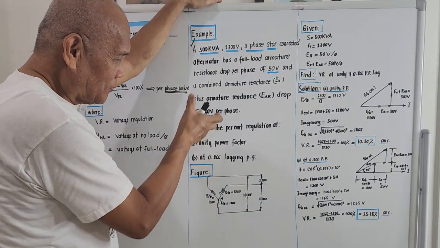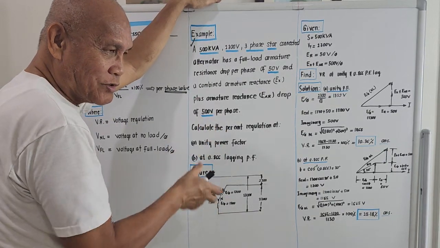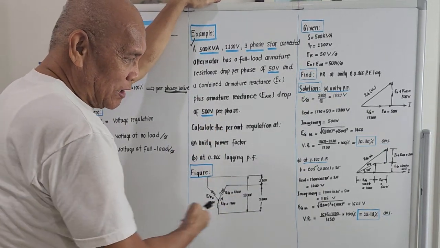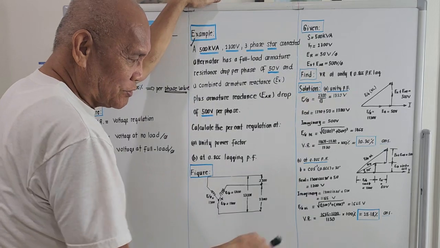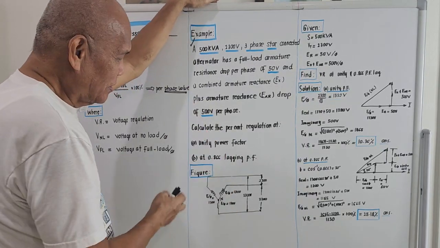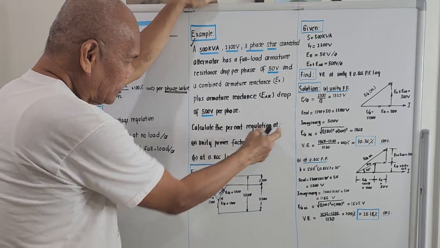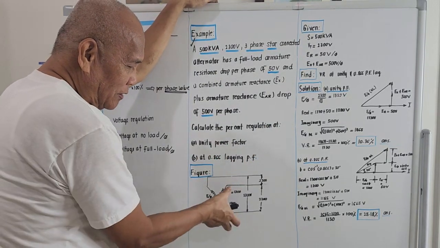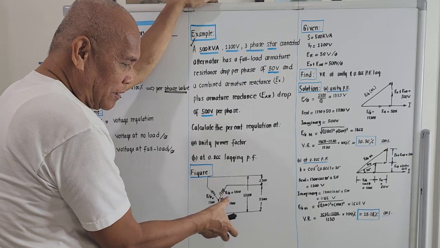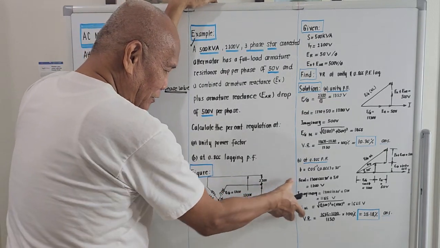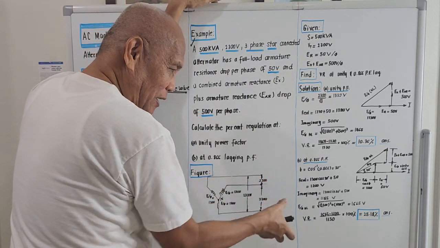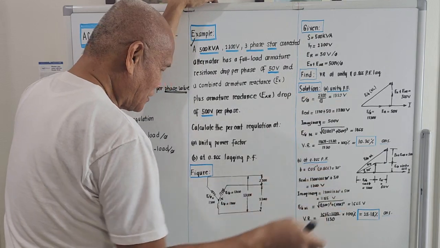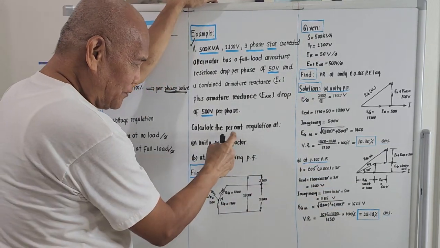Actually, the original problem got 3 unknowns, but we lack space on our magnetic board, so I just placed 2 unknowns. Calculate the percent regulation at unity power factor, meaning if this alternator has a connected load of 500 kVA on the terminals, the problem is asking what will be the percent regulation.